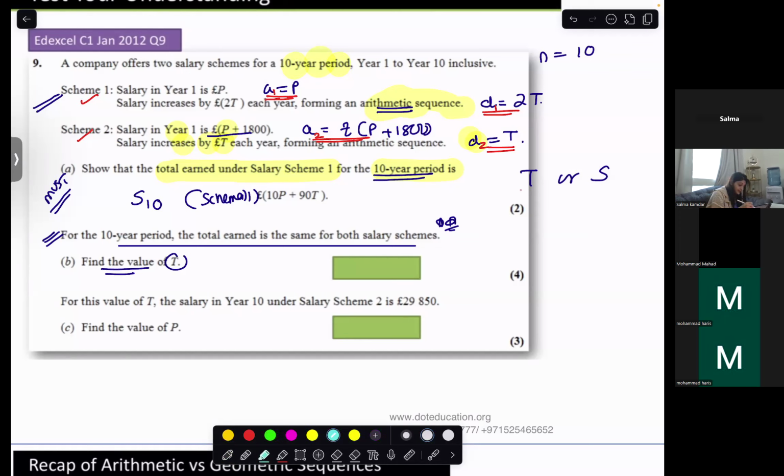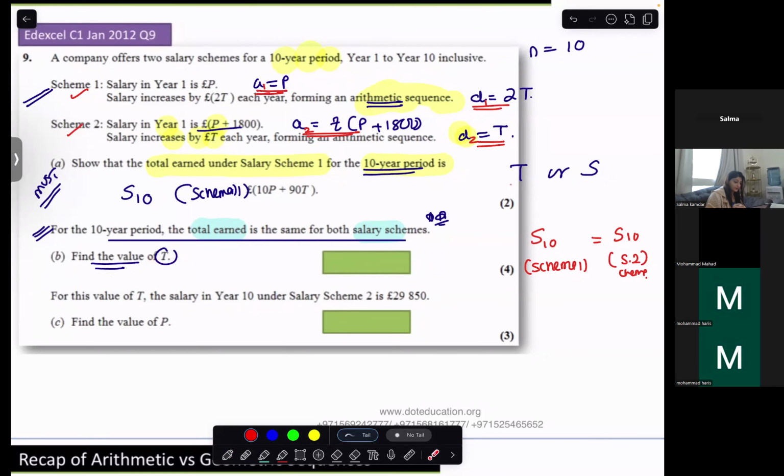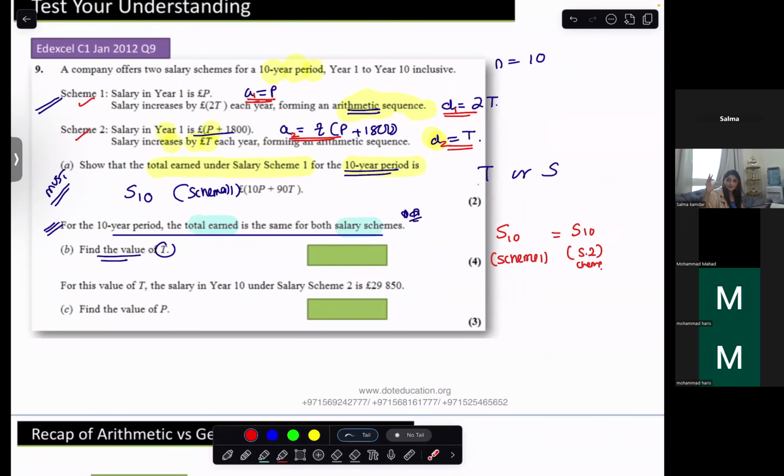Okay, so the total earned as per scheme 1, that means S of 10 as per scheme 1 is equal to S of 10 as per scheme 2. So this is what they are telling us, that for n equal to 10, the sum as per both the schemes is equal. You can equate it and then find the value of t. I'll give you time to solve. Then I will take somebody's solution, I'll paste it in, and we can walk through that solution. Okay, please go ahead.